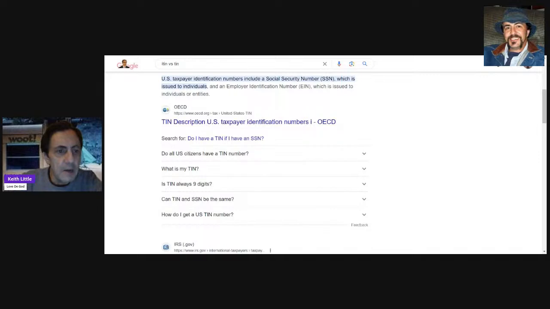U.S. taxpayer identification numbers include a Social Security number, which is issued to individuals, and an employer identification number, EIN, which is issued to individuals or entities. They're talking about businesses. That's a business number, and this is an individual. So a business number is for an actual corporate entity, whereas this guy is just an agent.